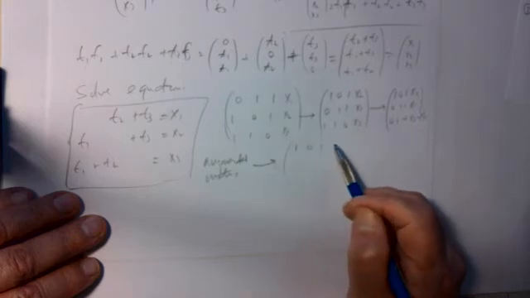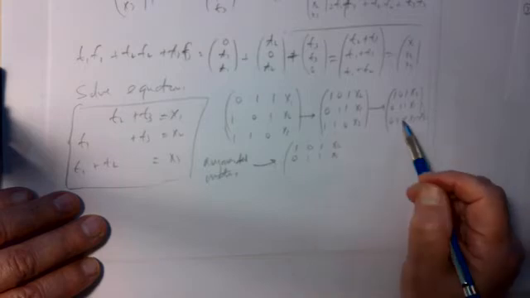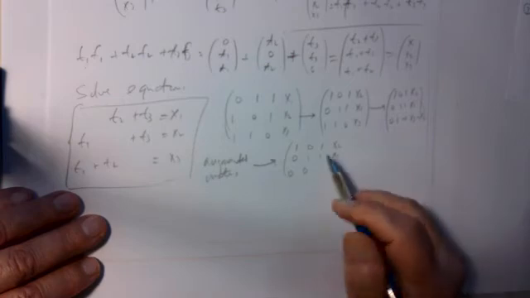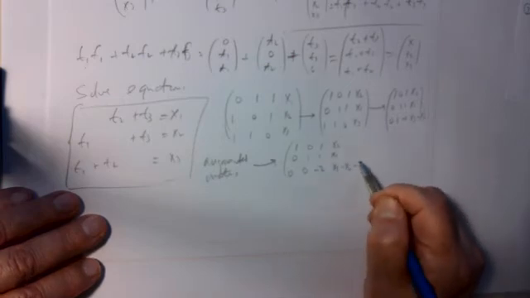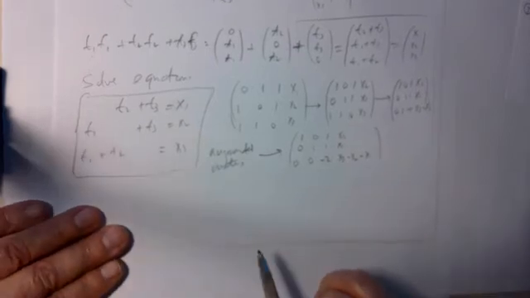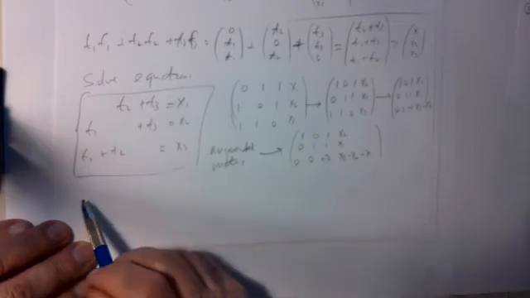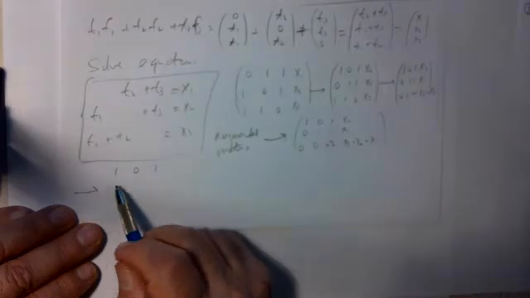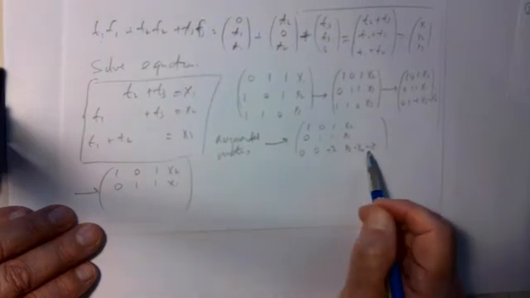This is 0, but I need to get a 0 down here. So I'm not changing the first row. And I'm not changing the second row now. But I'm taking the third row minus the second row. So that gives me 0, 0, minus 2, x3 minus x2 minus x1. And then I want to get a 1 here. So I have 1, 0, 1, x2, 0, 1, 1, x1. And I just multiply this row by minus a half.